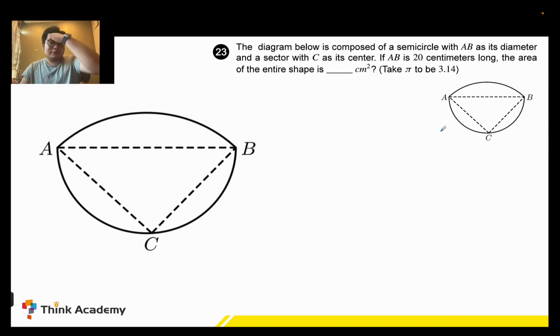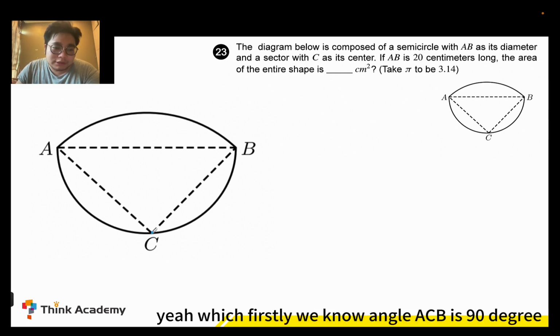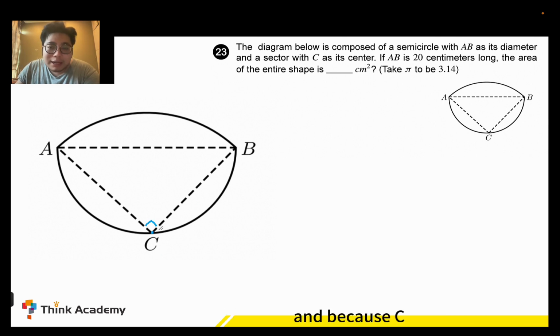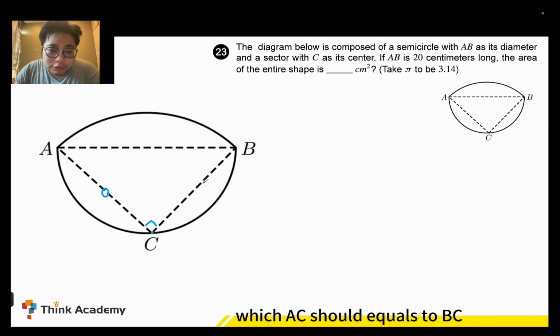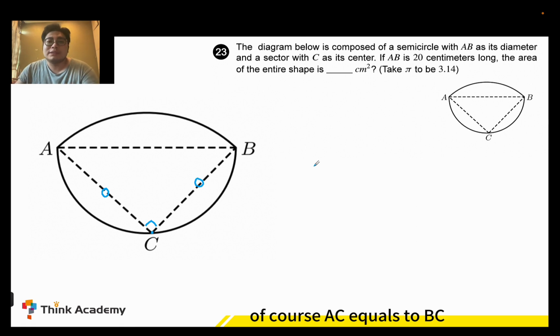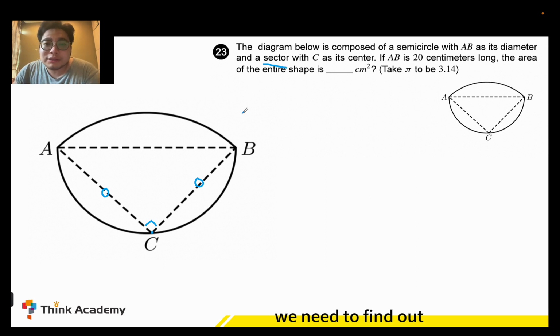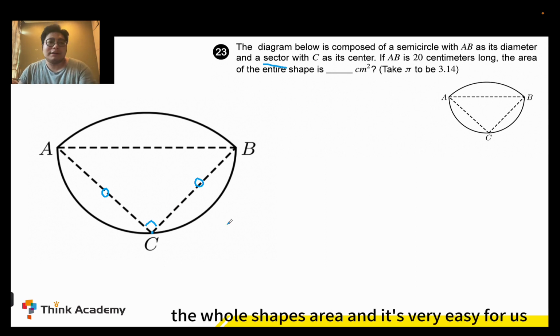In question 23, we still have a diameter AB, and C is a point on the circle, which means firstly we know angle ACB is 90 degrees. And because C is the center of the sector, the graph is highly symmetric, so AC should equal BC. Of course AC equals BC, or you cannot draw a sector, right? So we need to find the whole shape's area. It's very easy for us.